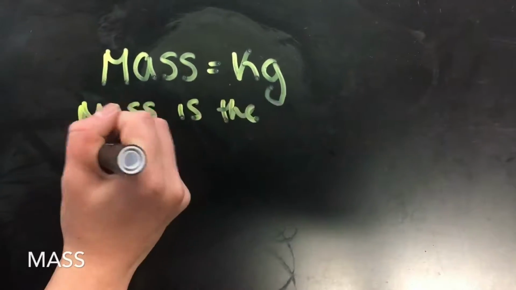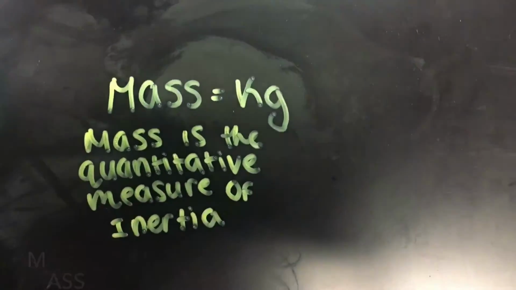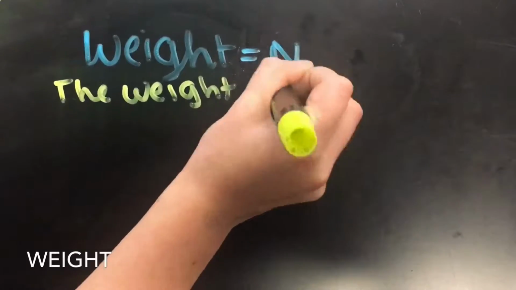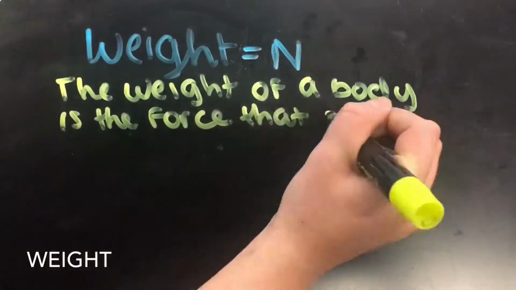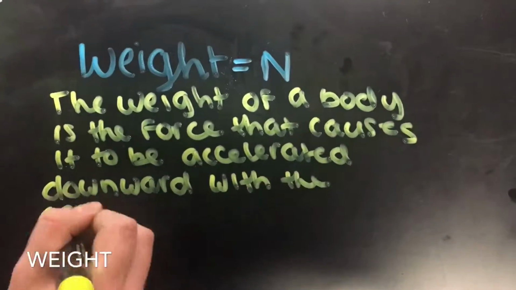Mass is measured in kilograms. Mass is the quantitative measure of inertia. Weight is measured in newtons. The weight of a body is the force that causes it to be accelerated downward with the acceleration of gravity, g.